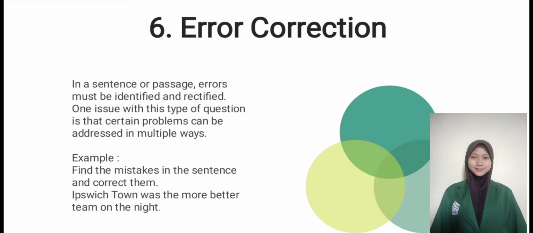6. Error correction. In a sentence or passage, an error must be identified and rectified. It could be an extra word or a grammatical error or an omission of a word, among other things. One issue with this type of question is that certain problems can be addressed in multiple ways. Grammar and vocabulary, as well as reading and listening, benefit from error correction.